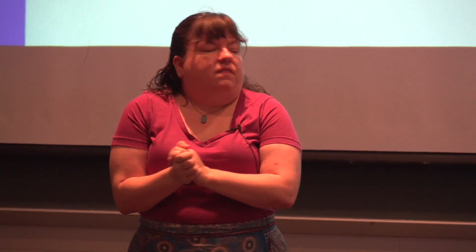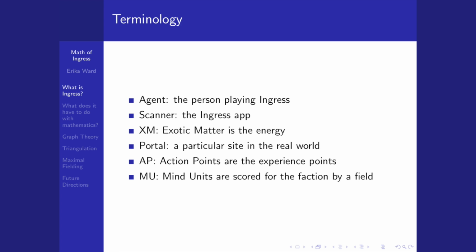So the idea is we've got people out there playing Ingress. You play it on your cell phone. The app is called your scanner. It's what lets you see this world with portals and exotic matter and all of this stuff going on. XM is this energy that's given off by portals that is somehow changing the world and powers your scanner and lets you do things. That's the energy bar in the game, right? Portals are sites in the real world. Doing things in the game gets you AP, action points. So that's the points that you need to level up and do things like that.